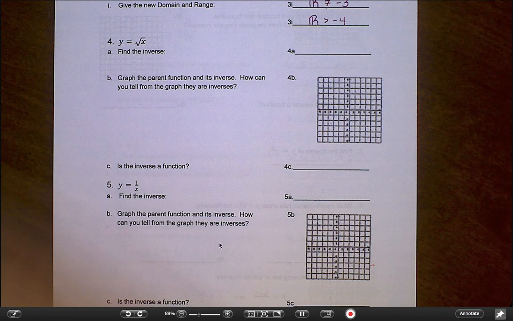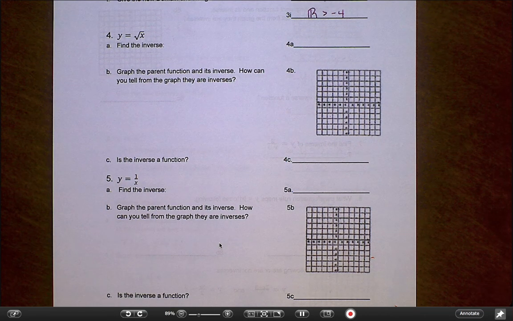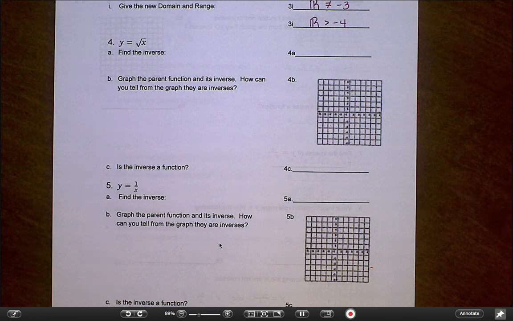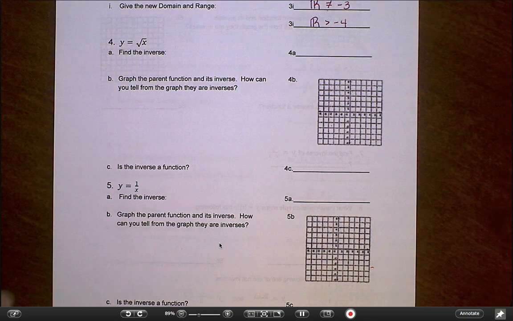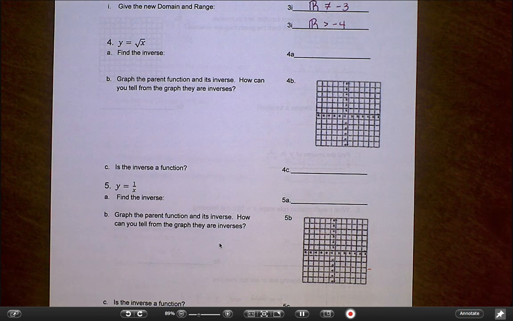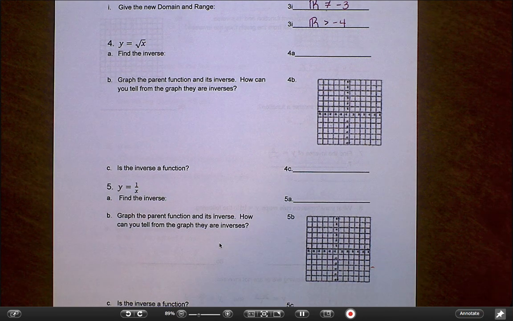This is the Chapter 3 test review for Algebra 2A, and this is the second part of this video. So the first part I did went all the way up through the end of number 3 here, which actually those 3 questions took up like 2.5 pages, but I'm going to start here with number 4 and then go to the end. Okay, so we're looking at y equals the square root of x, and it says find the inverse.